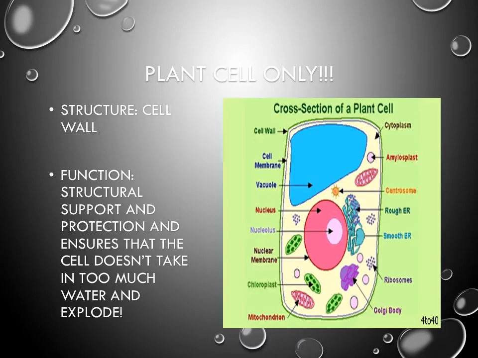Okay, so starting with the cell wall. The cell wall is just part of a plant cell. Animal cells do not have a cell wall. That's the structure. The purpose or the function of the cell wall is to provide structural support and protection for the plant cell. It also ensures that the cell doesn't take in too much water and explode like a water balloon.